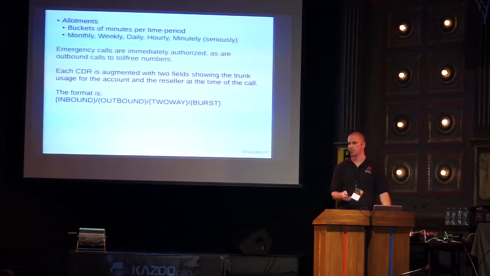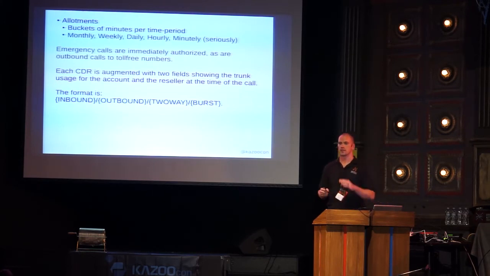The CDRs are augmented with this format to show you the trunk numbers when that call was placed, for debugging purposes. So if the customer's credit was deducted, you can look at the CDR and see that, oh yes, in fact, they were using all of their inbound trunks, so it was appropriate that we went to the per minute billing instead. As well, you can use the burst to figure out whether you're supposed to be billing them extra or not.